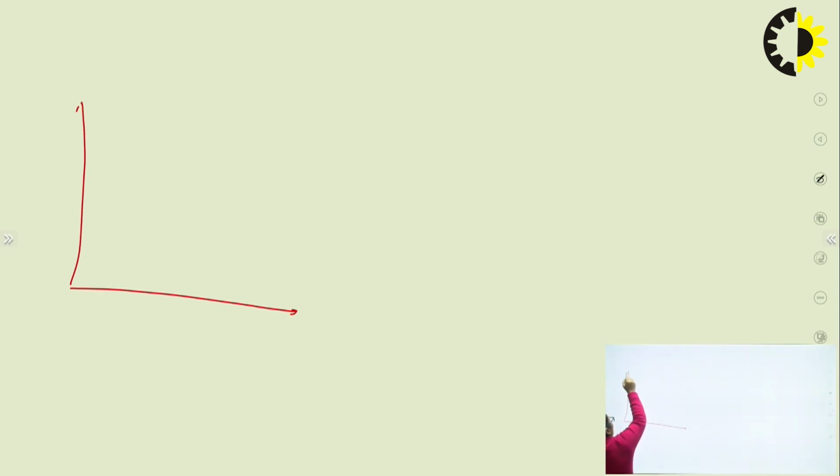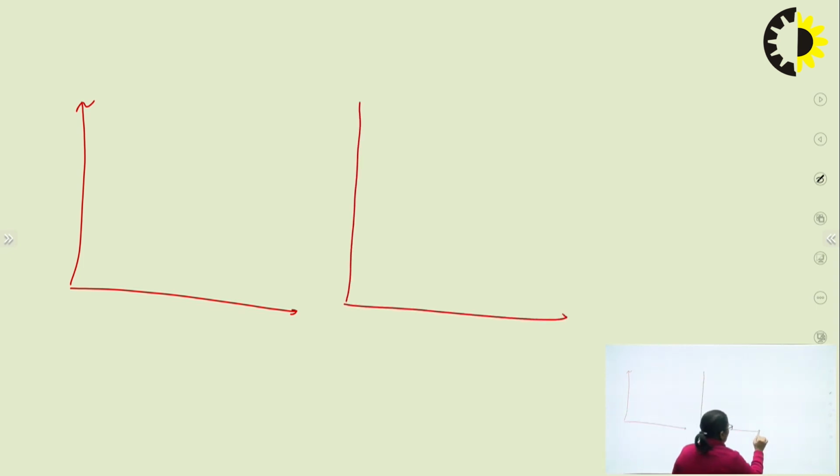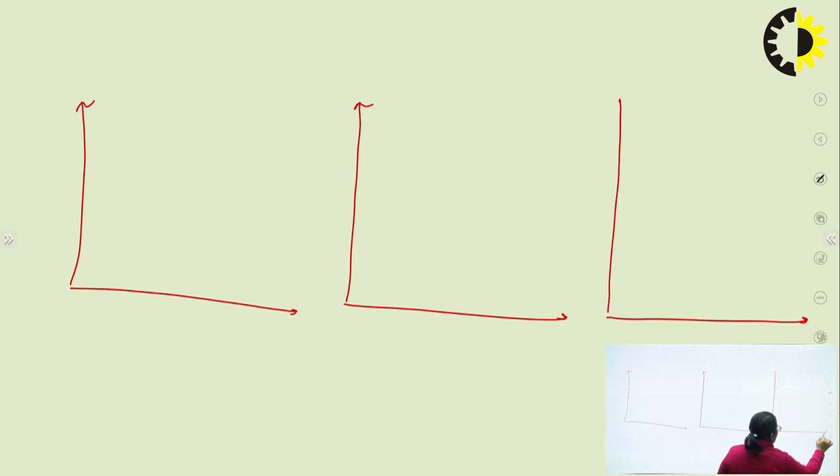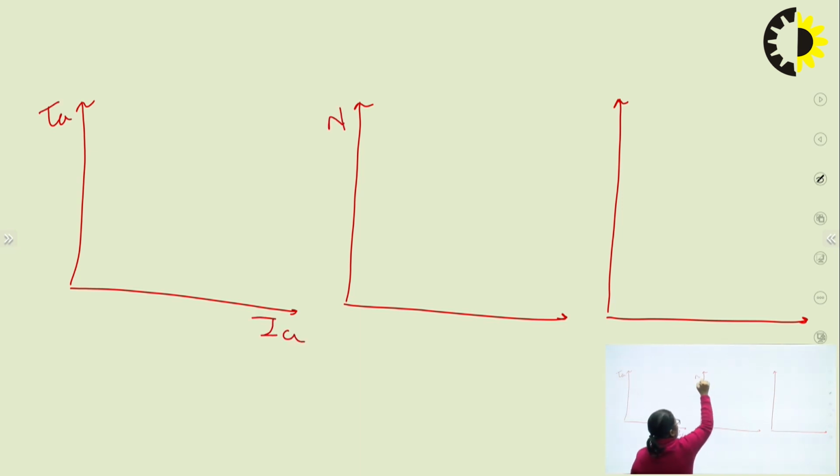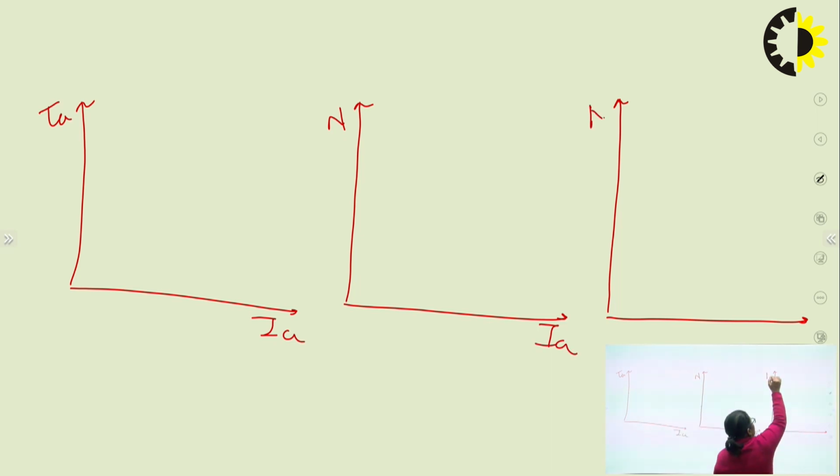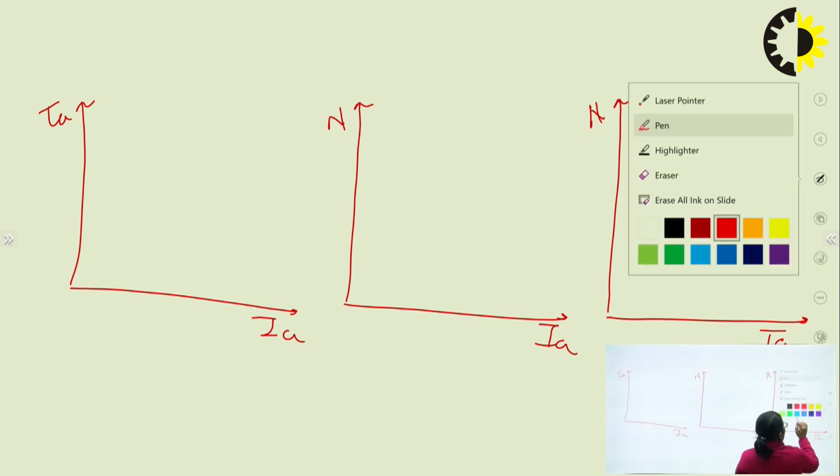In case of differential, this time we'll be plotting all four types in the same graph, right? So the very first characteristics is for the torque versus armature current. The another one was speed versus armature current. And the third one was speed versus torque. Fine. So let's draw it for a shunt.